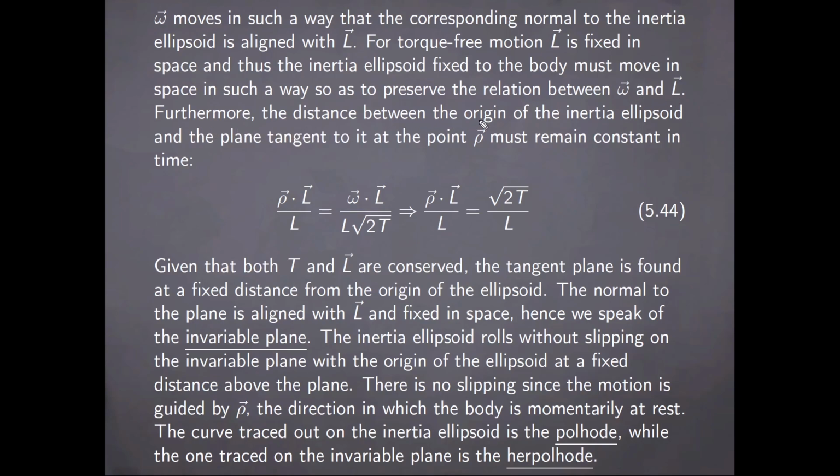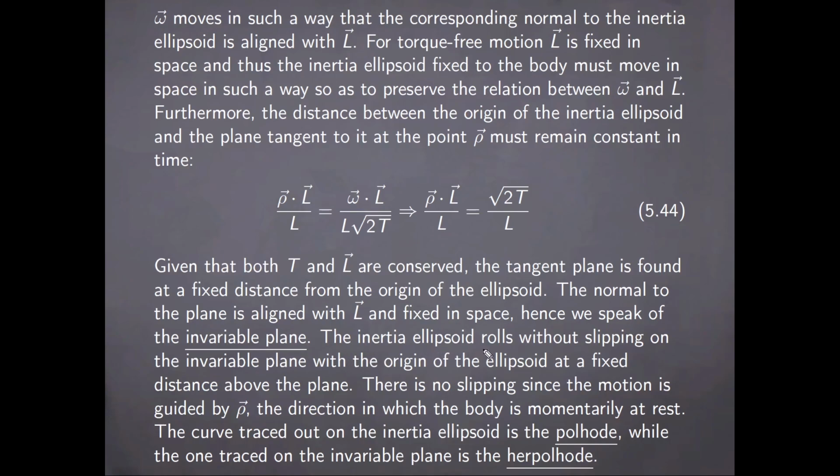Furthermore, the distance between the origin of the inertia ellipsoid and the plane tangent to it at the point rho must remain constant in time. So if we do this simple calculation, the dot product here divided by the magnitude of L is equal to this expression, from where it follows that the left-hand side here is given by this quantity. So given that both the kinetic energy and the angular momentum are conserved, the tangent plane is found at a fixed distance from the origin of the ellipsoid. The normal to the plane is aligned with the angular momentum and fixed in space, hence we speak of what is known as the invariable plane.